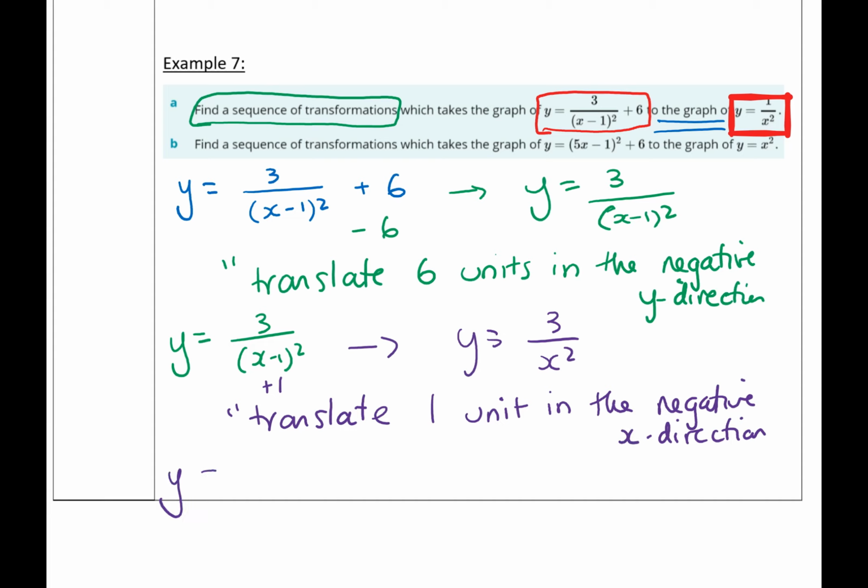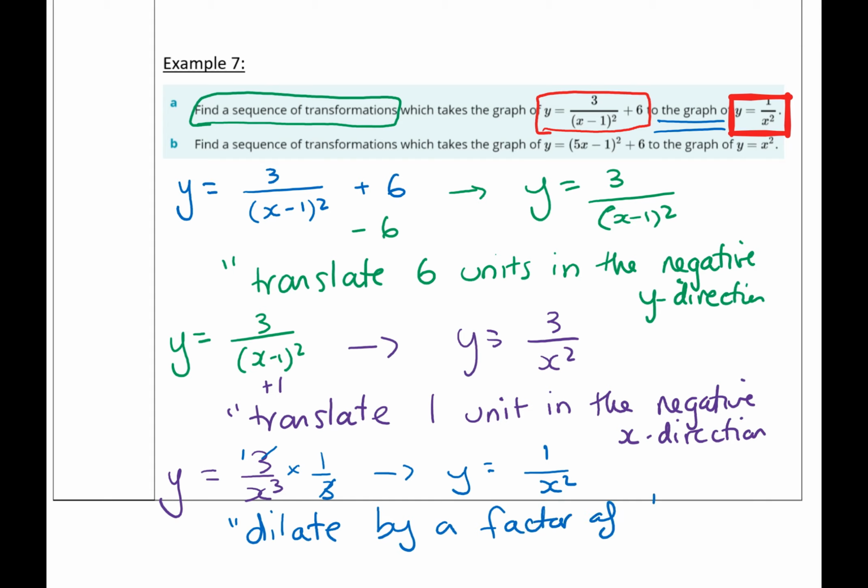Nearly there. We have y equals 3 over x squared, and we want to get rid of that 3. So to do so, we could times by a third. So that would certainly get rid of it, and that would have y equals 1 over x squared, what we want. But timesing the whole thing by a third is doing what? Well, it's dilate, so we'd need to dilate by a factor of 1/3 from the x-axis. Now that we've got here, we're done. And my answer would be that sentence, and that sentence. It's really important we do these one at a time.